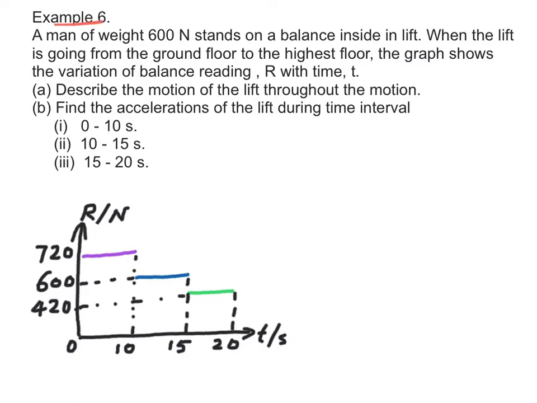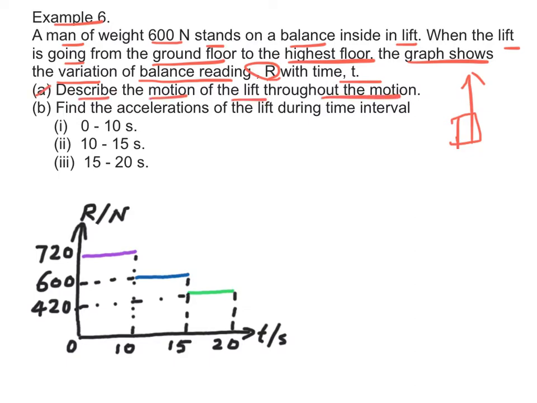Example 6. A man of weight 600 newtons stands on a balance inside a lift. The lift is going from the ground floor to the highest floor. That is, the lift is moving upwards. The graph shows the variation of the balance reading R with the time t. A. Describe the motion of the lift throughout the motion.